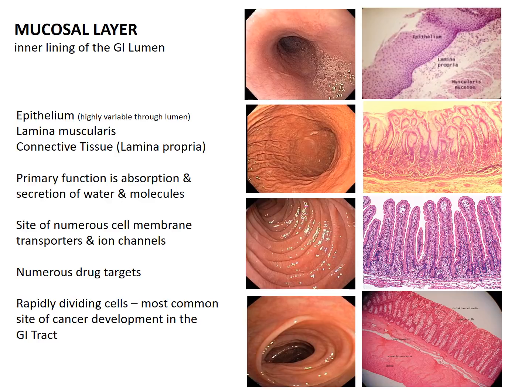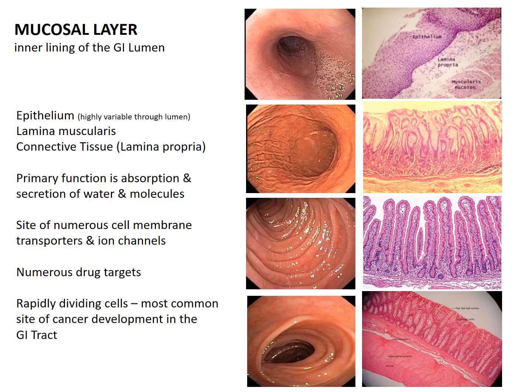The mucosal layer is made up of epithelium, a small amount of muscle called the lamina muscularis, and a little bit of connective tissue called the lamina propria. The primary function of the mucosal layer is to absorb, but it's also to secrete. So a number of products, including water, are secreted into the GI tract to aid in the digestive process.